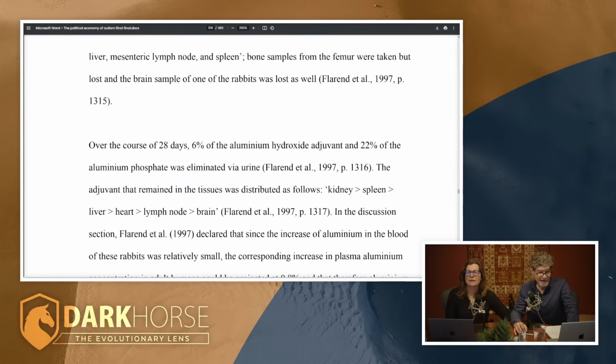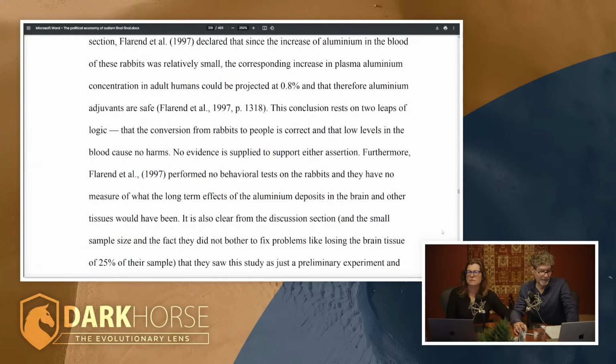Over the course of 28 days, 6% of the aluminum hydroxide adjuvant and 20% of the aluminum phosphate was eliminated via urine. The adjuvant that remained in the tissues was distributed as follows: more of it in the kidney, then the spleen, then the liver, then the heart, then the lymph node, then the brain. In the discussion section, Flarend et al. declared that since the increase of aluminum in the blood of these rabbits was relatively small, the corresponding increase in plasma aluminum concentration in adult humans could be projected at 0.8%, and that therefore aluminum adjuvants are safe.